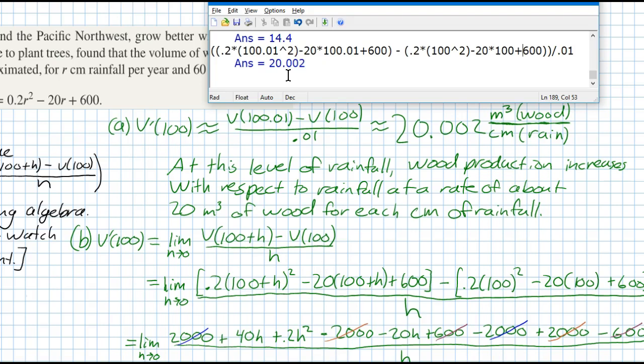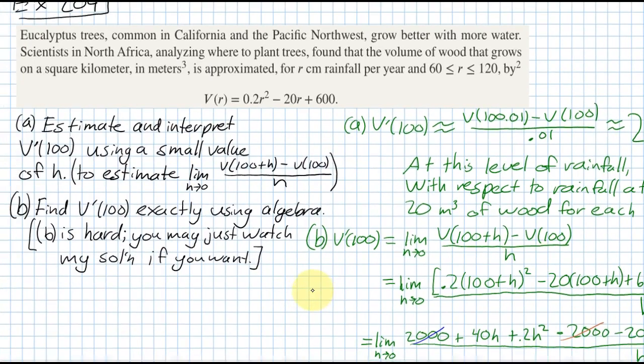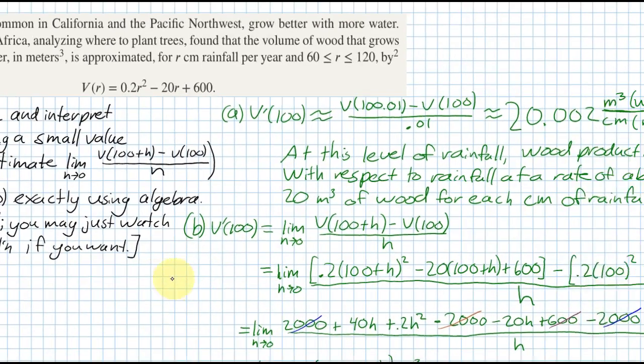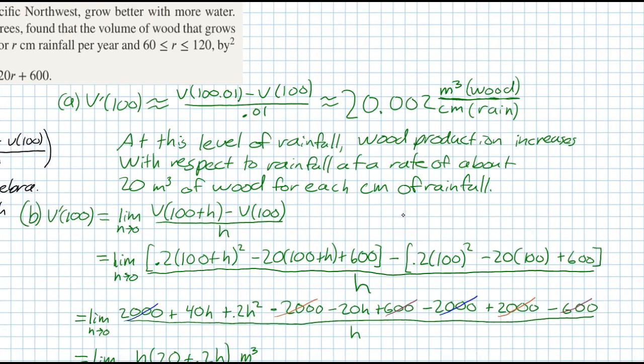20.002. And remember, what does that mean? Well, the numerator of this, the output of this function, represents the volume of wood that is produced in a year on a square kilometer of land. So that's the standard way they're measuring this volume of wood. And that's divided by 0.01. That 0.01 is like 0.01 extra centimeters of rainfall. And it comes out to about 20.